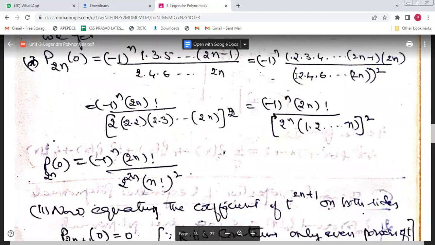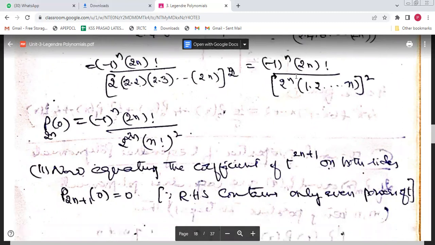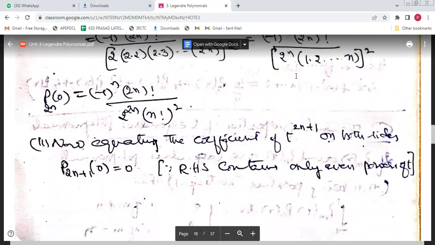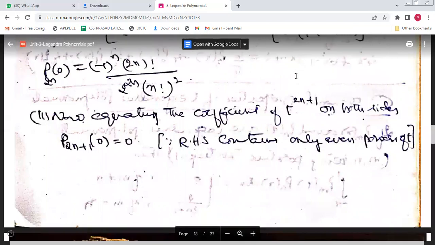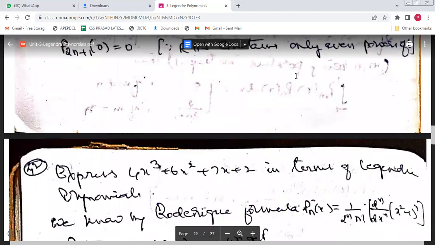Now equating the coefficients of t power 2n plus 1 on both sides, this becomes P_{2n+1}(0) equal to 0, because we don't get any odd terms on the right hand side. Only even terms are there. There are no odd terms. So P_{2n+1}(0) becomes equal to 0. I hope that is clear to all of you.